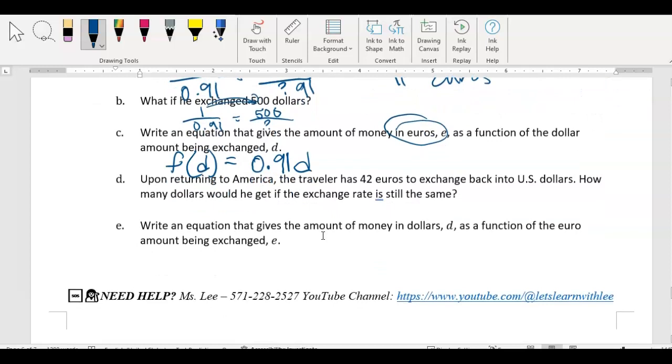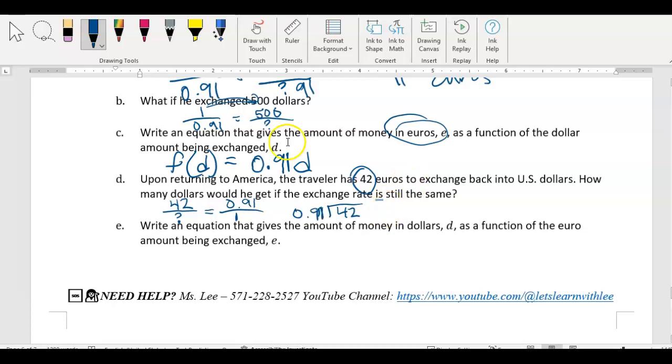Upon returning to America, the traveler has 42 euros to exchange back into US dollars. How many dollars would he get if the exchange rate is the same? So here then we're going to do the opposite, right? So we have 42 euros and we want to figure out the dollar amount. And we know that 0.91 euros gives us $1, right? So in this case now what we're going to do is we're going to divide 42 by 0.91 to see what we get here.